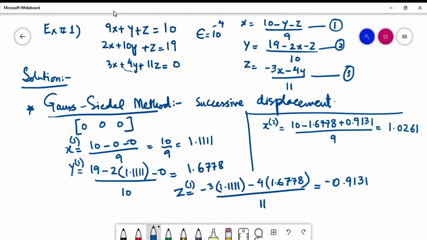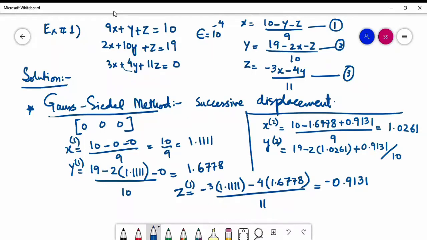Okay, so for y we take the value of this modified x, and that is 19 minus 2 into 1.0261 minus z, which is not modified yet, so you use this value, divided by 10. So if you use this value, then you will get the solution.